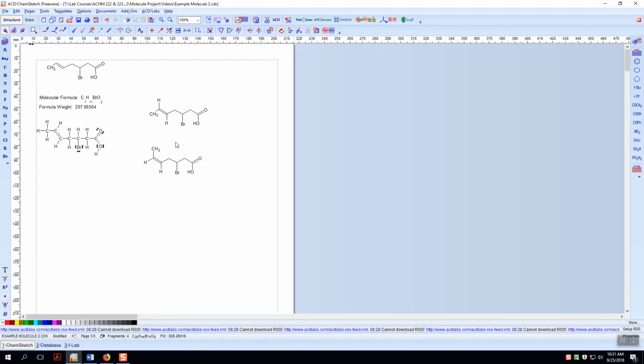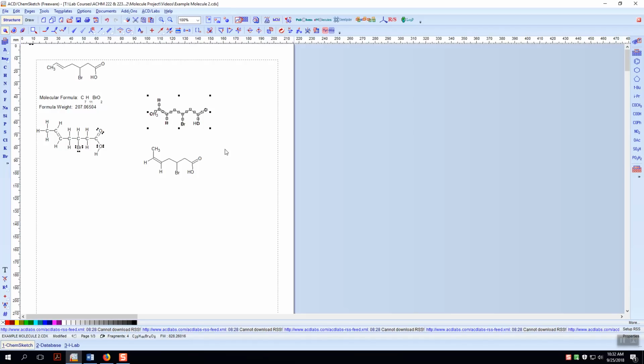So now I have the 2 different versions. I have here the E or the trans version where the methyl group and this other large group are opposite of each other. And then I have here the Z or the cis version where the methyl group and this large group are on the same side of the double bond. So I've gotten 2 of my 4. But I've done nothing with the bromine. So in this case, the bromines are not shown in either stereochemical configuration.